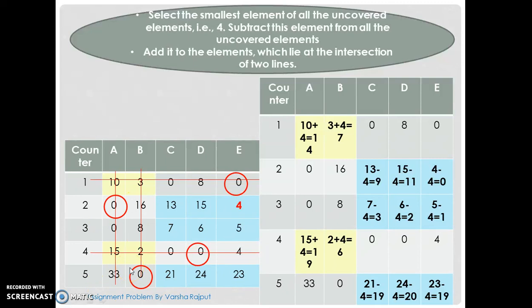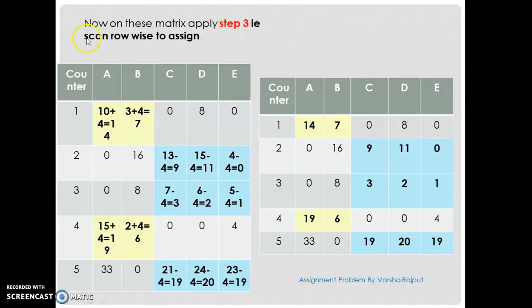So what are the steps? Uncovered elements, we have to subtract from all uncovered elements and add to the intersection points, and other elements keep as they are. So we will get this matrix. Now again, like the first step, we have to apply the third step. We have to scan row wise for assigning the zeros.